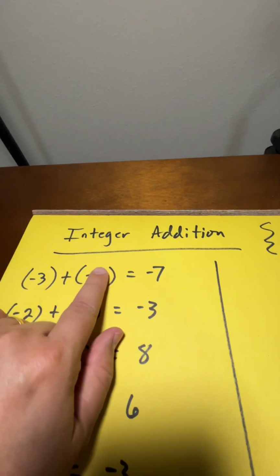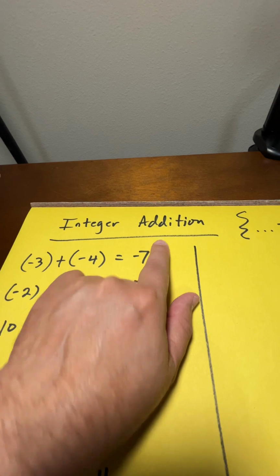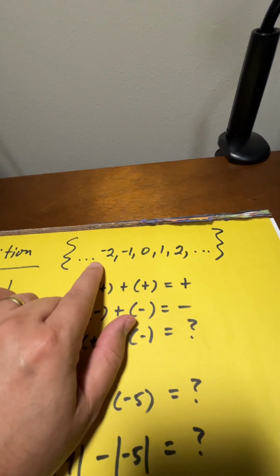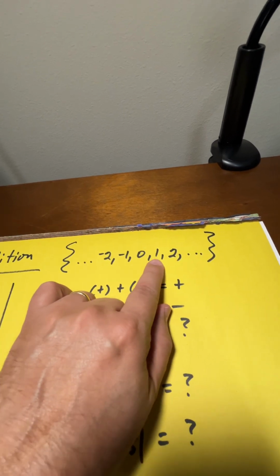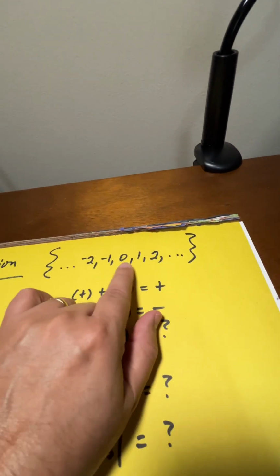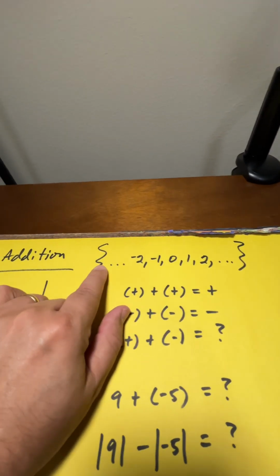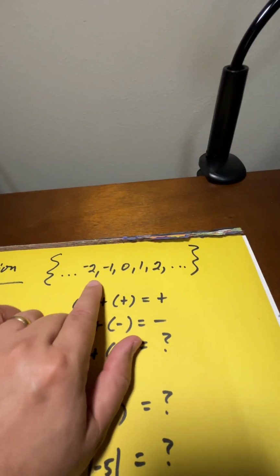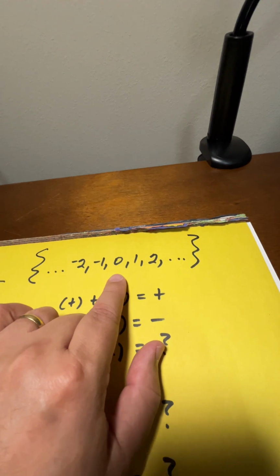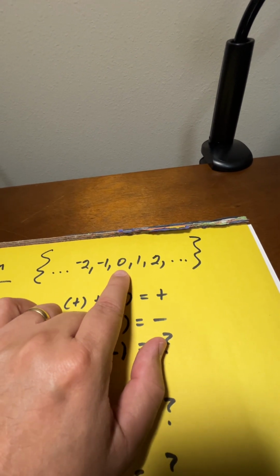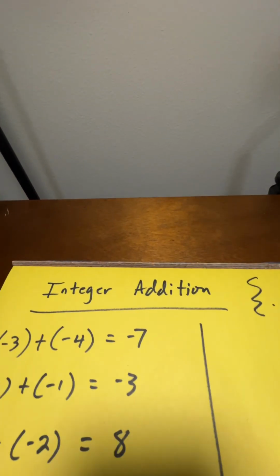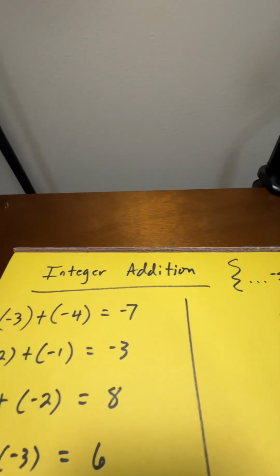Let's talk about integer addition. So first of all, the word integer means numbers like this. So 0, 1, 2, 3, 4, 5, forever that way. And 0, -1, -2, -3, -4, forever that way. So it doesn't include fractions or decimal numbers. They're whole numbers that can be positive or negative. So that's what an integer is. So I realize that's kind of a funny name, but let's talk about integer addition.